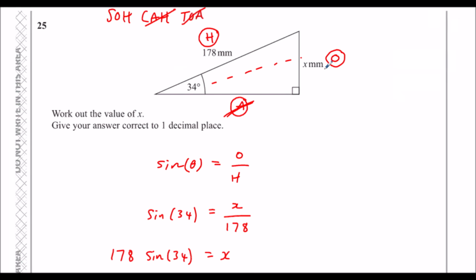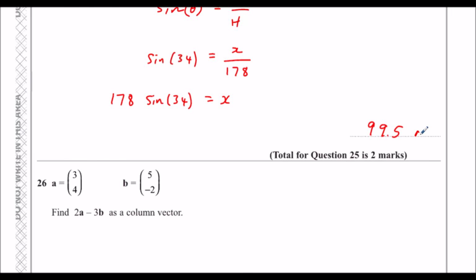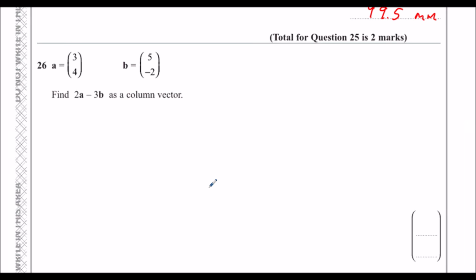It's x millimeters, so we don't have to write millimeters, but we may as well. So 99.5 millimeters. Question 26. Find 2a minus 3b as a column vector. So we've got 2 of these a's, which is 3, 4. Take away 3 b's, which is 5, -2.